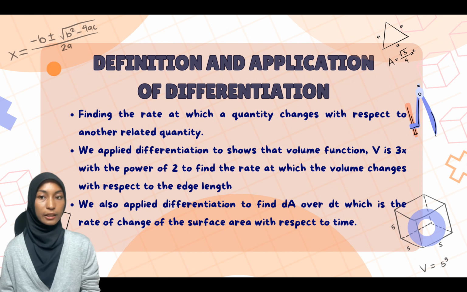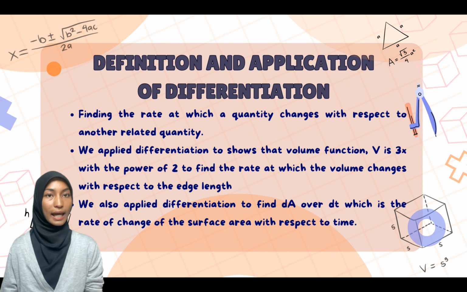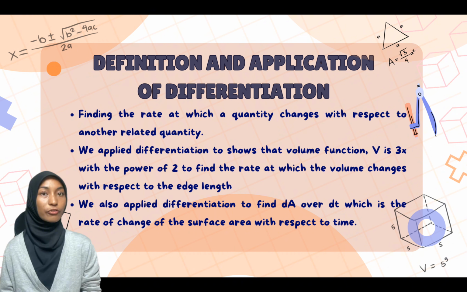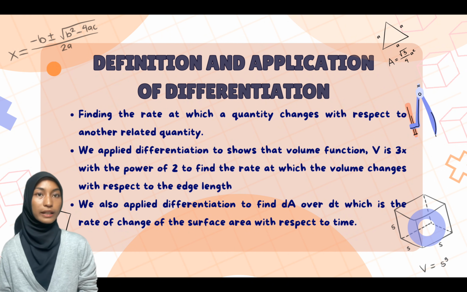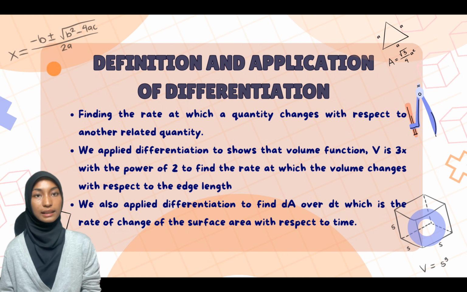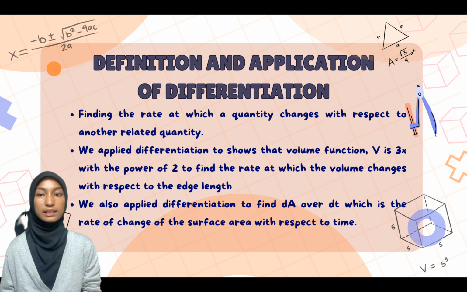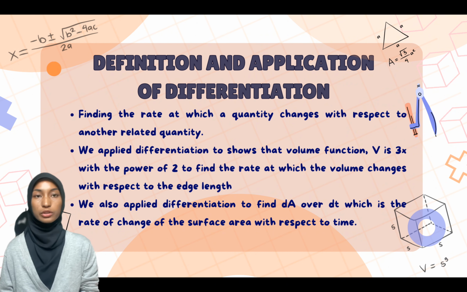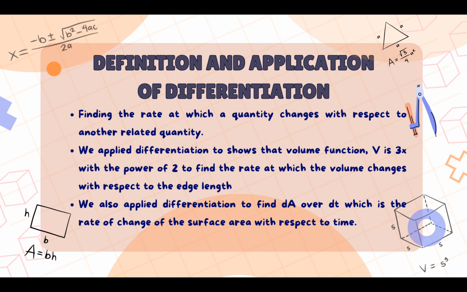For question A, we apply differentiation to show that for the volume function V equals x cubed, dV over dx is 3x to the power of 2, which is the rate at which the volume changes with respect to the edge length. We also apply differentiation to find dA over dt, which is the rate of change of the surface area with respect to time, to solve question C.